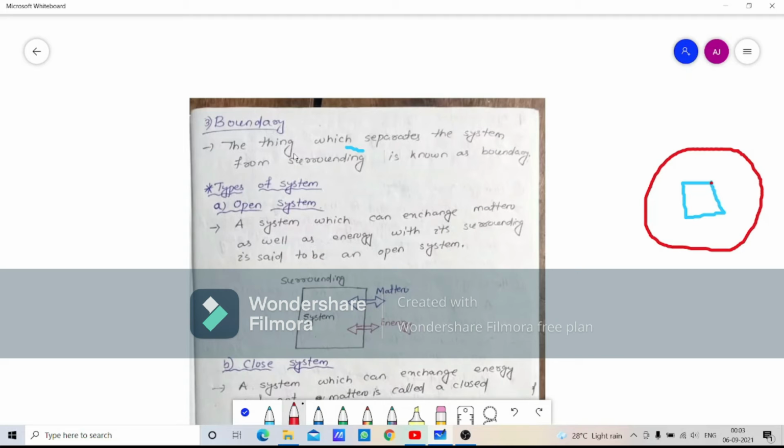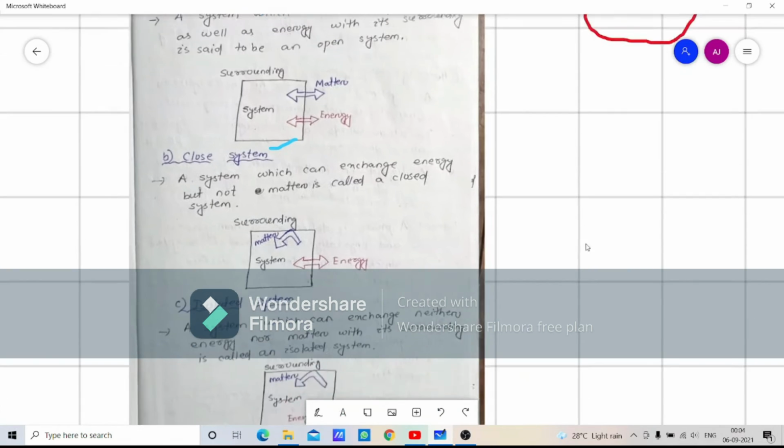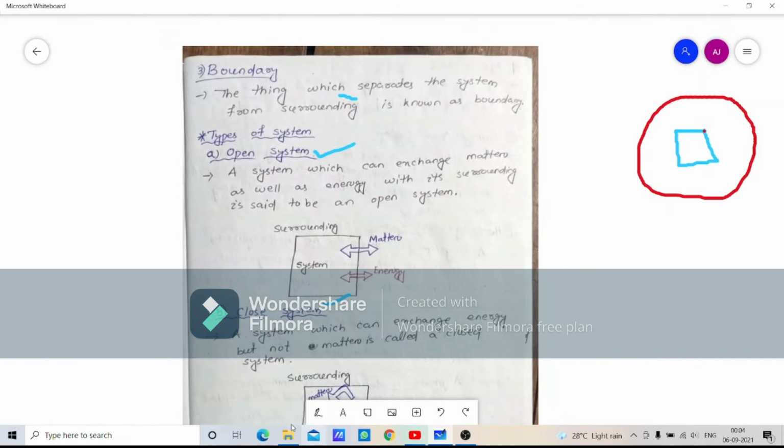Then after that we'll discuss the types of systems. The systems are of different types. First of all, the systems are of three types: one is the open system, another is the closed system, and another is the isolated system. So first we will discuss the open system.